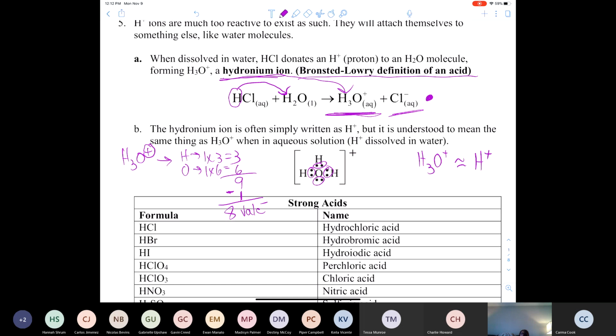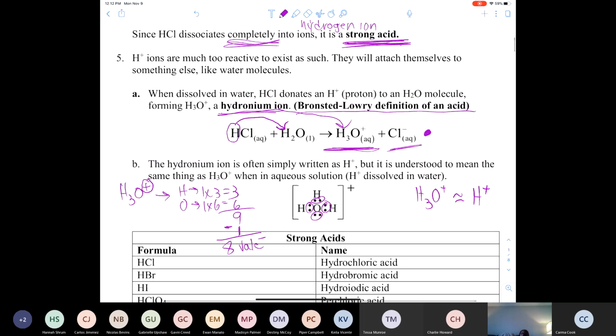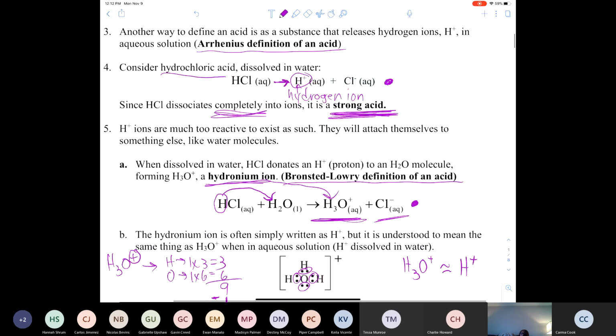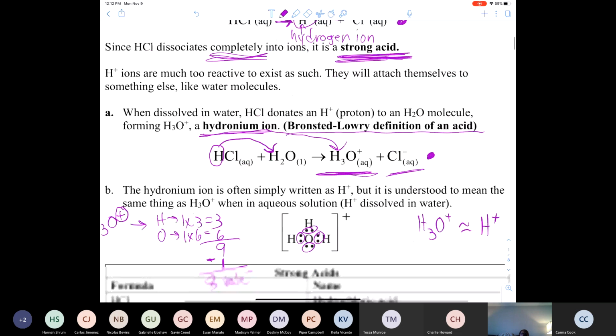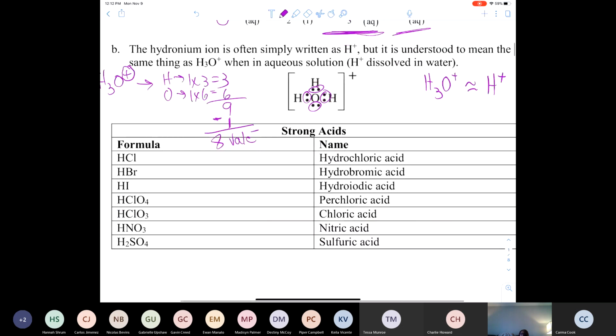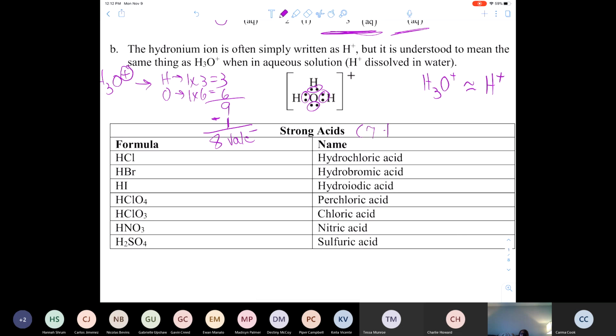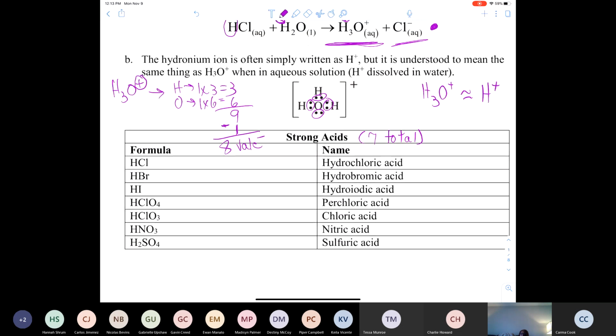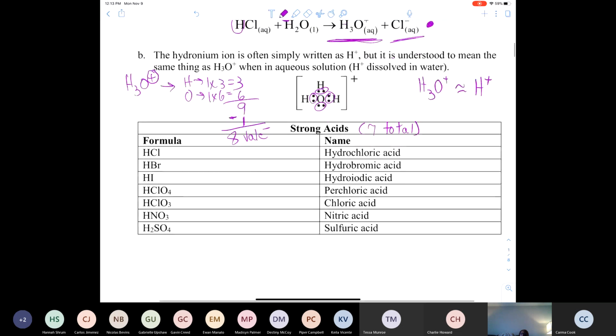And so we said that HCl is a strong acid because it dissociates completely into its ions when you place it in water. And so here is a list of the other strong acids. There are 7 total. So if an acid is not in this table, that means it's not a strong acid. It's a weak acid. So like acetic acid, which we mentioned earlier, it's in vinegar. It's not on this list.